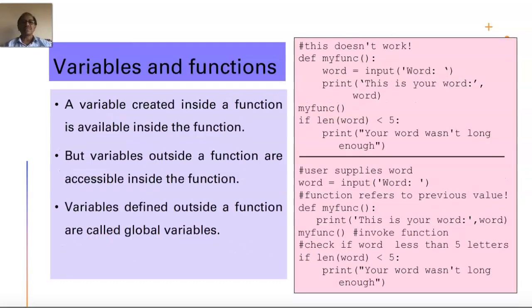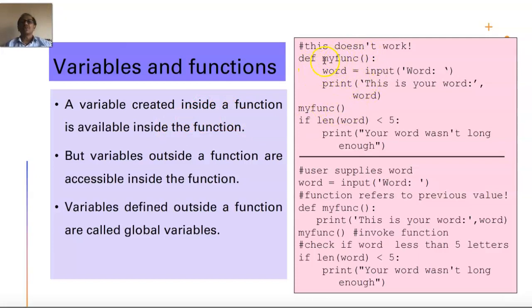Let's go further. How do we use variables in functions? A variable created inside a function is available only inside the function. That is, we cannot use the variable which is created in a function outside the function. Right? What happens if we use it? It gives you an error. For example, this program will not work.